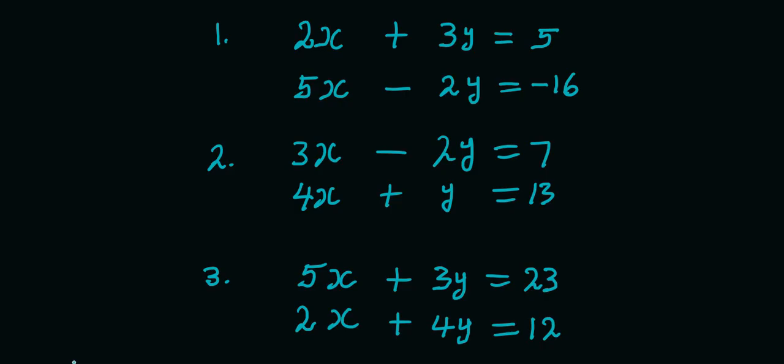As you can see, we have three questions we'll be looking at. The first one is 2x plus 3y equals 5, and 5x minus 2y is equal to negative 16. The second question is 3x minus 2y equals 7, and 4x plus y equals 13. And the final question is 5x plus 3y equals 23, and 2x plus 4y equals 12. Now, let's quickly take the first question.